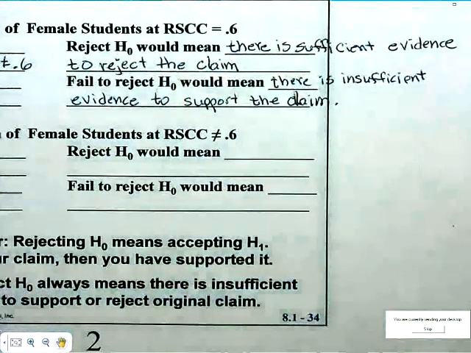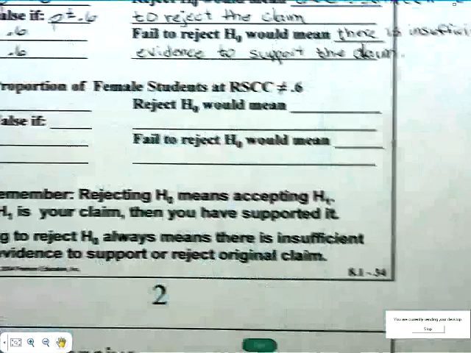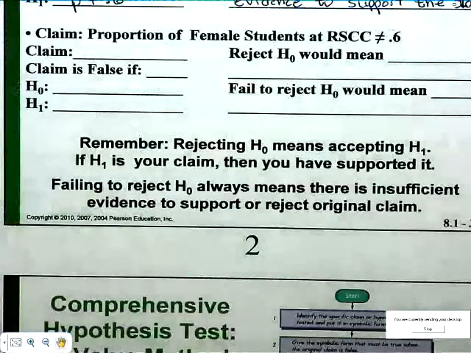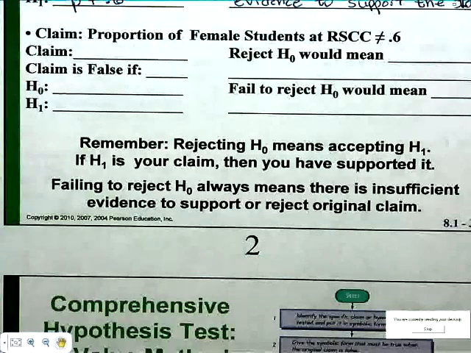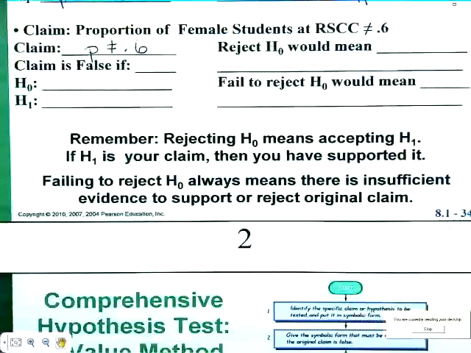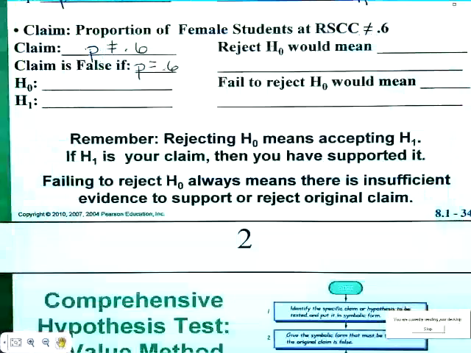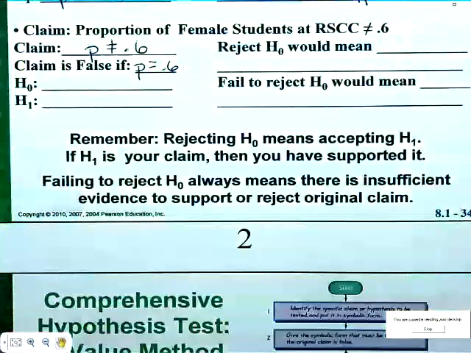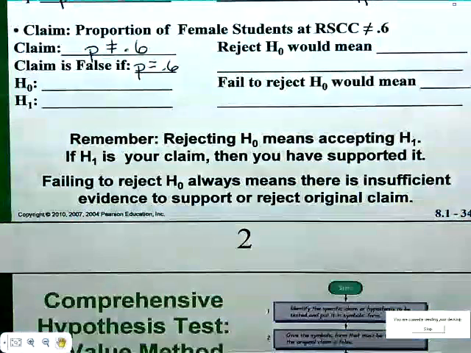And if the claim was made that the proportion of female students at Roane State was not 0.6, how would you write that in symbolic form? P does not equal 0.6, and that's false if P does equal 0.6. So the alternative hypothesis is P not equal to 0.6, and the null hypothesis is that P does equal 0.6.